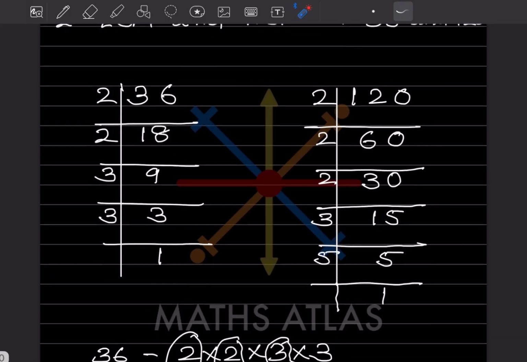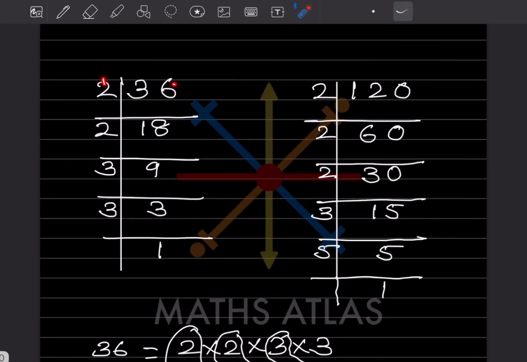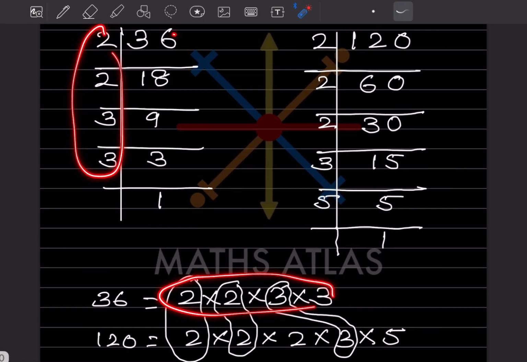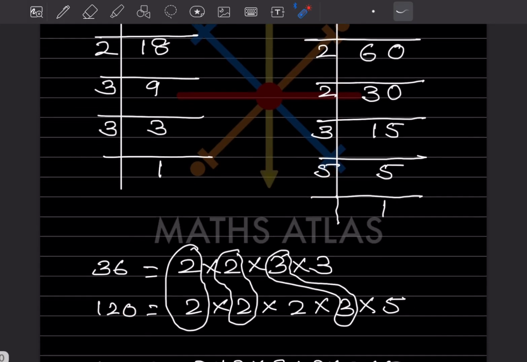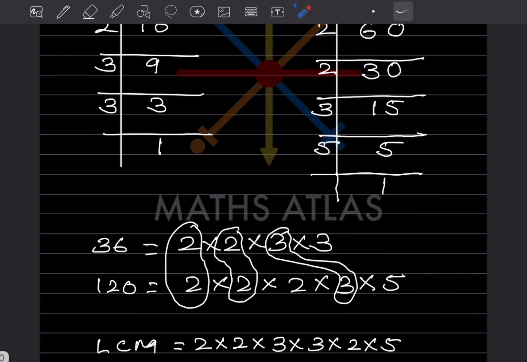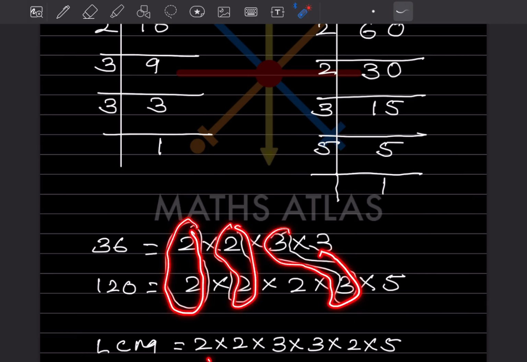So now what will you do? The factors of 36 are this one, so we write them in the horizontal way. Again for this, the factors of 120, we write in the horizontal way. So why are we writing like this? Because for LCM, we take the common factors first and then the uncommon. So in both, these are the common ones.